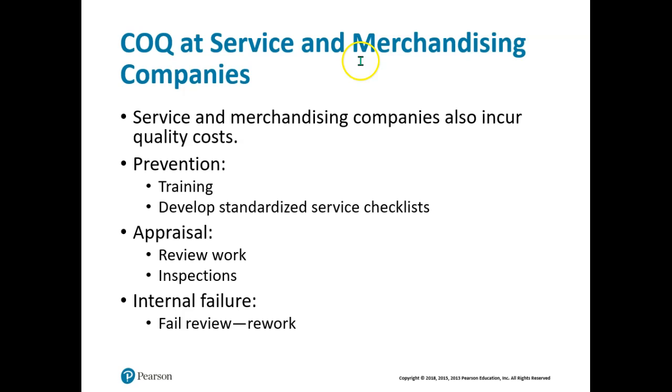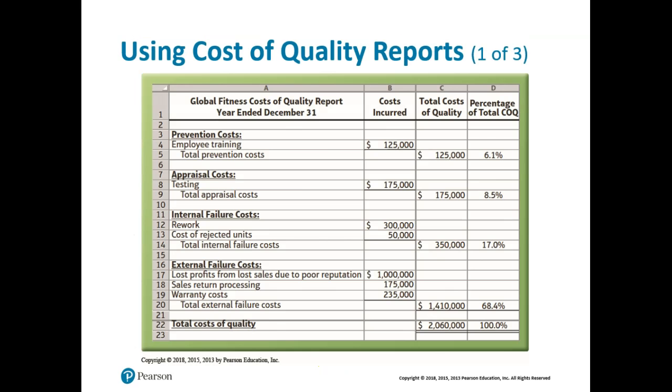Costs of quality of service and manufacturing companies. They also have prevention, which is training, develop standardized service checklists, appraisal, reviewing your work, and inspections. And internal failure is when it fails review and you've got rework.